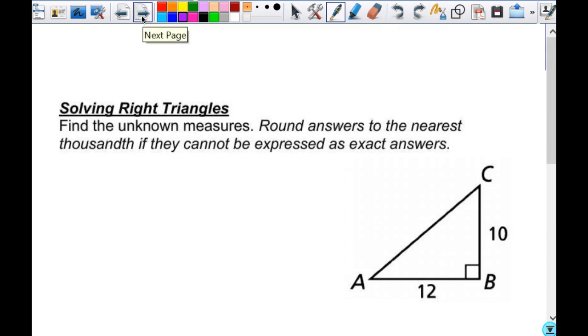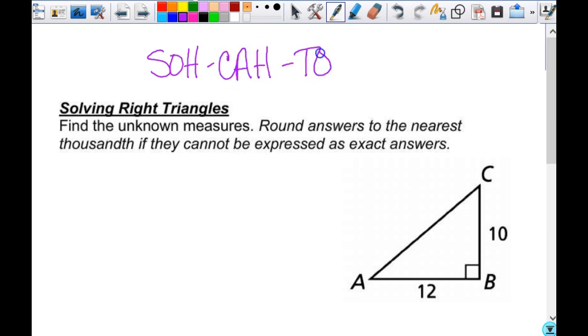All right, so now we're going to solve these, right? We're going to solve the triangles. If we're going to do trig, what should we write up here at the top? SOHCAHTOA. S-O-H-C-A-H-T-O-A. When you solve a triangle, that means you find everything you don't know. Okay, that's what solving the triangle means.